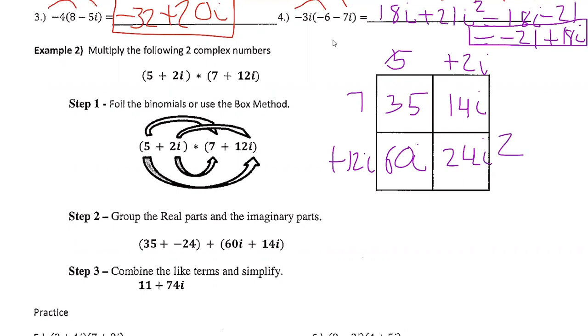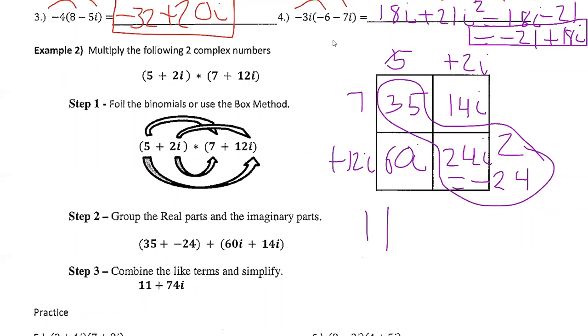Anytime you get this i squared, it's pretty much always going to be this bottom right box, unless your numbers aren't in the proper form. But remember, your i squared goes away, switches your sign. So 24i squared would actually be -24. Then you're just going to combine your like terms. You can combine these two boxes: 35 plus -24 would be positive 11. And then you can combine this diagonal, your i part: 60i plus 14i would be 74i.